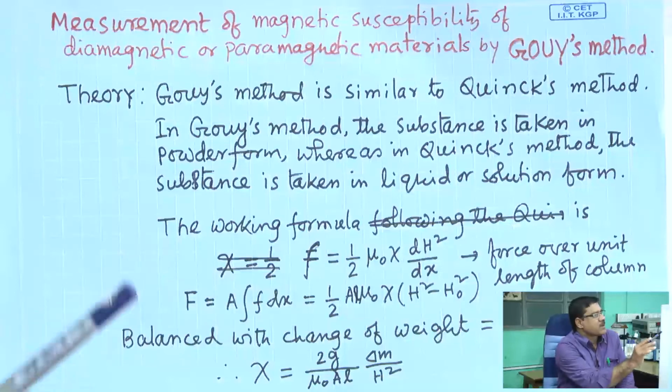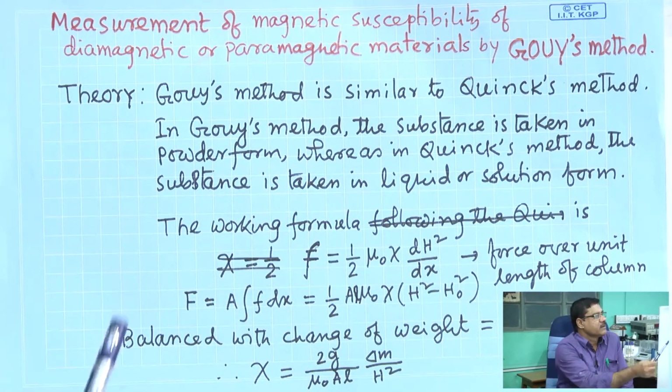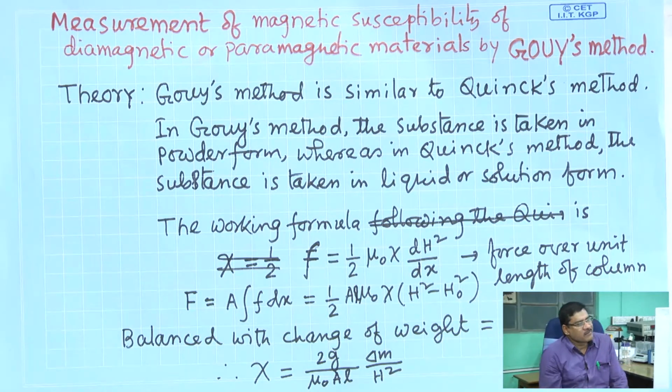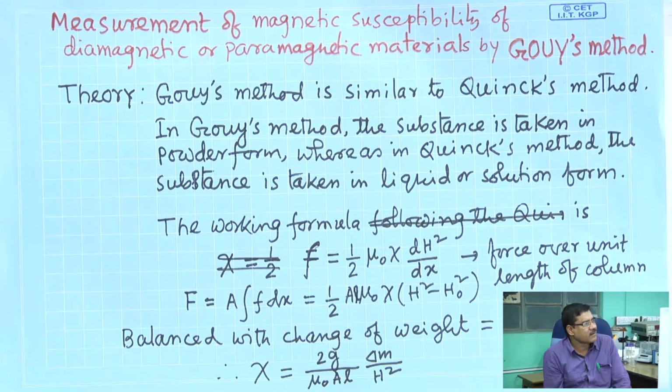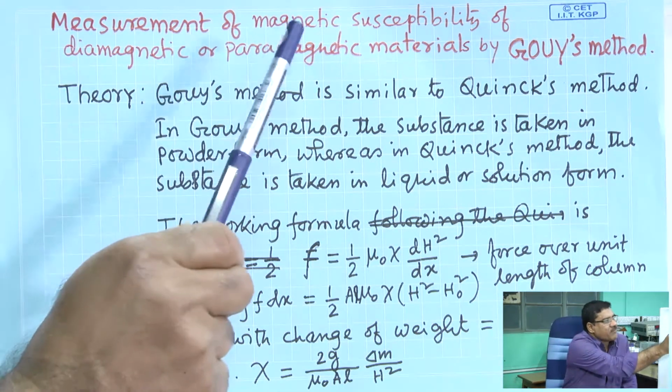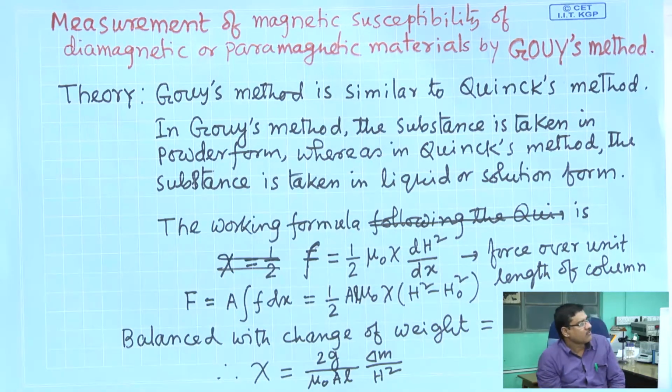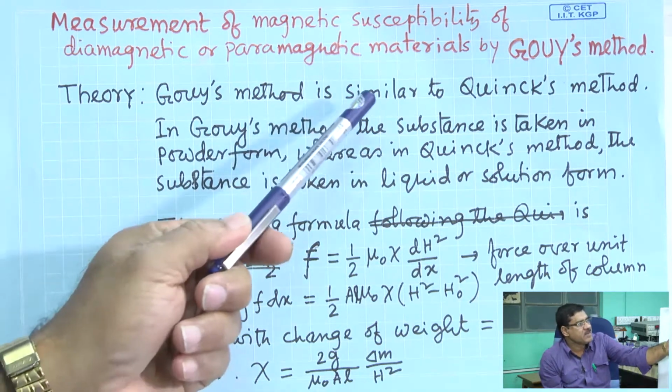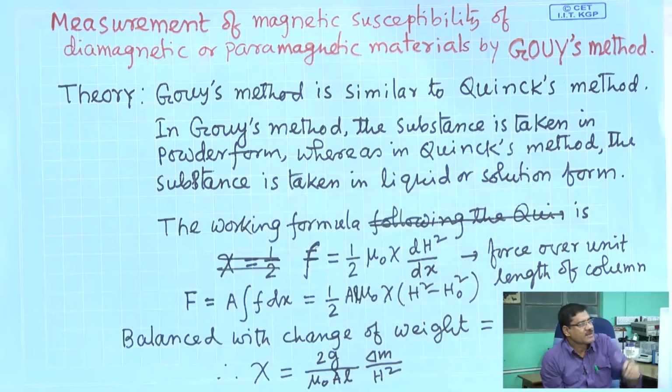Okay. So the experimental setups are quite similar, only the force measurements are different. So, measurement of magnetic susceptibility of diamagnetic or paramagnetic materials by Gauss method. Gauss method is similar to Quine's method, as I have already demonstrated Quine's method in the laboratory.